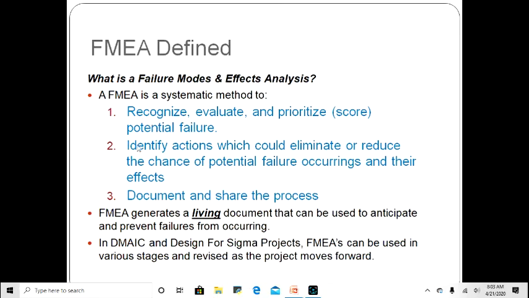It will recognize, evaluate and prioritize the risk and look at whether there is a potential failure because of that risk, and identify actions which could eliminate or reduce the chance of potential failure occurring and their effects. So some actions will be identified, so that if you modify, change, or eliminate that item or that action, that may reduce your potential failure. And whatever you have done, whether you have modified the process or recognized something, you are just documenting and sharing the process. Everything you generate out of the FMEA analysis is documented.